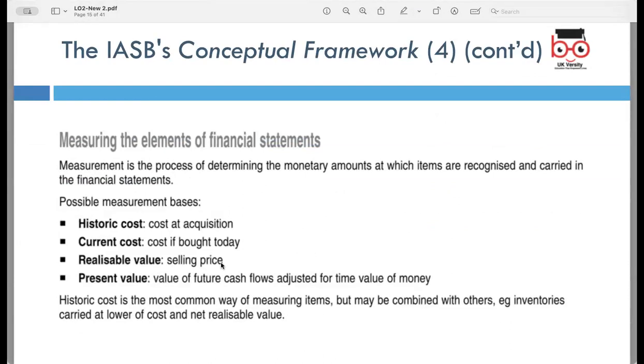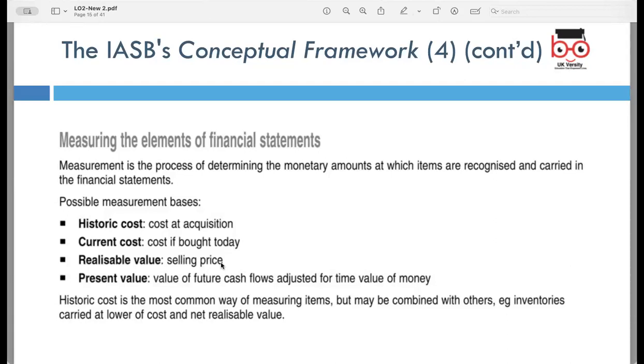Measuring the elements of financial statements. Measurement is the process of determining the monetary amount at which items are recognized and carried in the financial statements. Possible measurement bases: historic cost, current cost, realizable value, and present value.